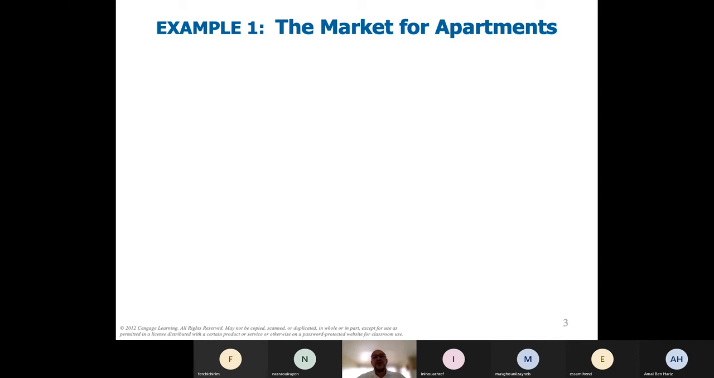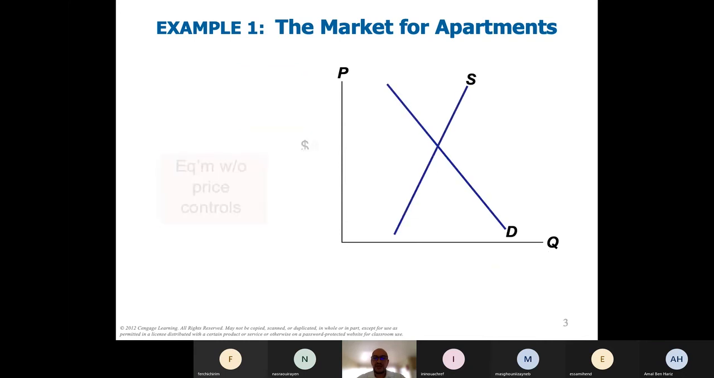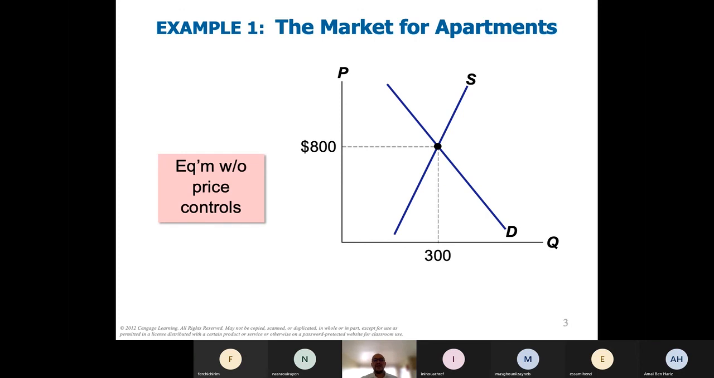Okay, so the first example, the market of apartments. Here we have the same model, demand and supply. The price is the rent of an apartment, the rental price, the rent we pay for an apartment, and the quantity of apartments. This is the demand curve, and this is the supply curve. And this is the market outcome, the equilibrium price and the equilibrium quantity.